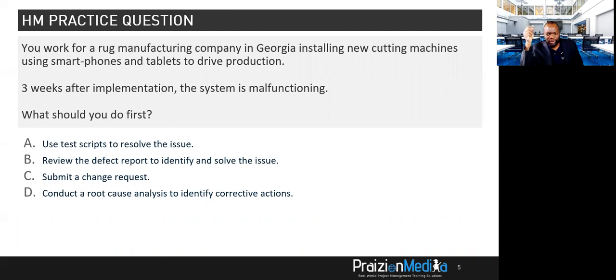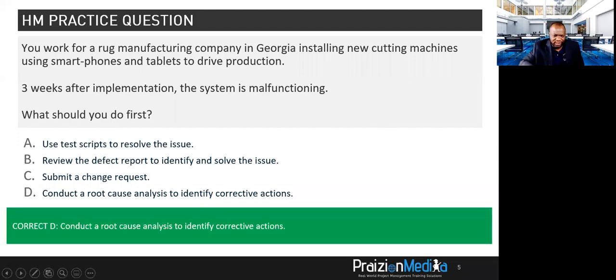You wouldn't submit a change request because you don't know what the change request should say. That change request, for all you know, could be corrective action, preventive action, defect repair, updates. But even when you've got an idea that this is likely to be a defect, you don't know for sure what kind of defect. It could just be a wiring issue. It could just be a configuration issue. You don't know. So you need to get down to the root cause. And that is why the answer to this one is D.